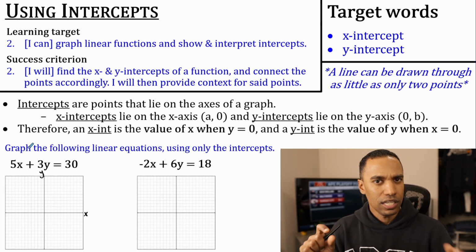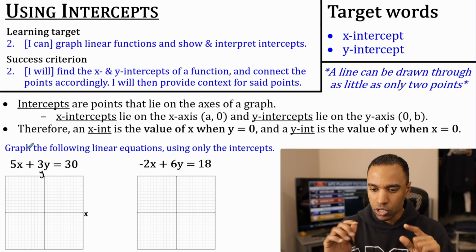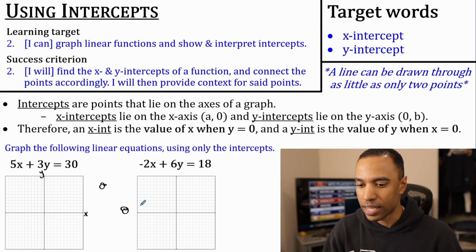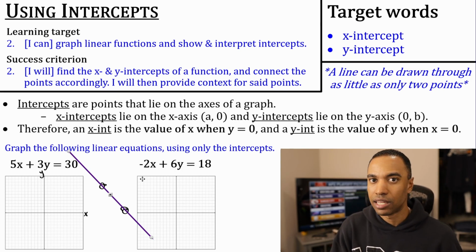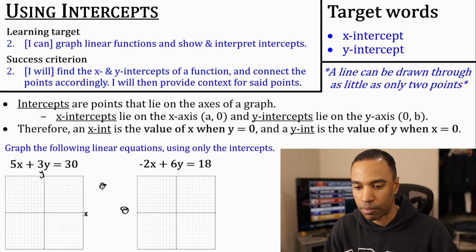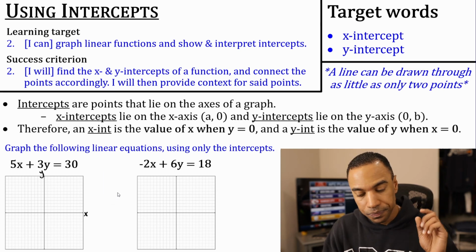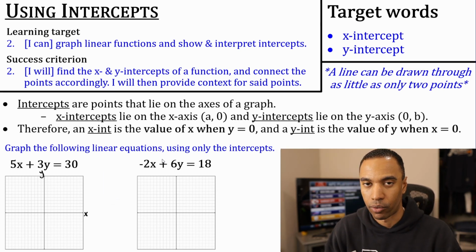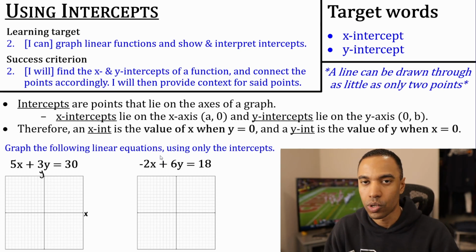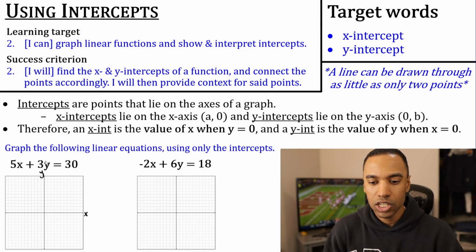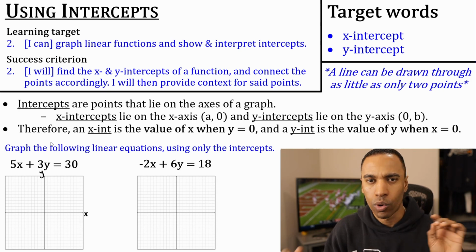Remember, to make a line, you only need 2 points, right? If I make these 2 points right here, there is no other line that can go through these two other than the line that I draw. That's the only line that can go through these 2 points. So if I get my 2 intercepts for my graphs, I can plot those and just draw the line through those. Simple as that.